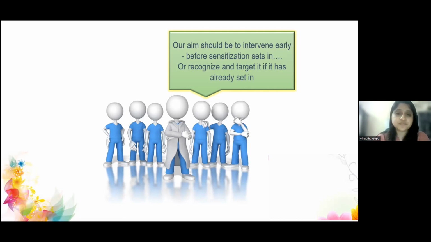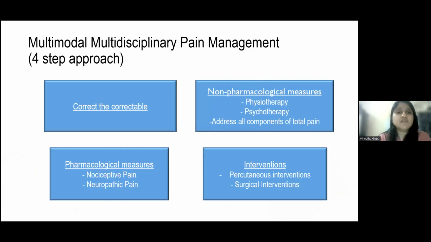sensitization sets in. And for management, I'm just touching on the general principles. I'm not going into pain management in detail. We have a four-step approach. It should be a multimodal and multidisciplinary pain management. We have to correct the correctable factors, like infection.